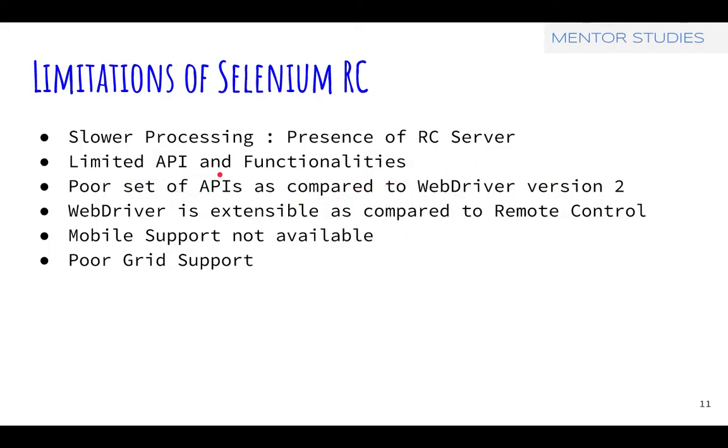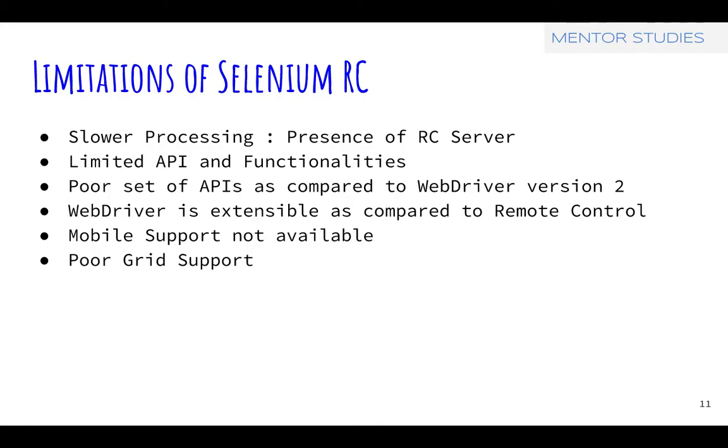Then there are a limited number of APIs and functionalities. The APIs are not that robust, not that easy to learn or understand. So they're limited, and all the functionalities are not achieved by these RC APIs. That was the problem. Then there is a poor set of APIs compared to WebDriver version 2. When we start learning WebDriver version 2, we'll see that the APIs are very much enhanced, very easy to use, and very meaningful. So these are the problems which we face in RC.